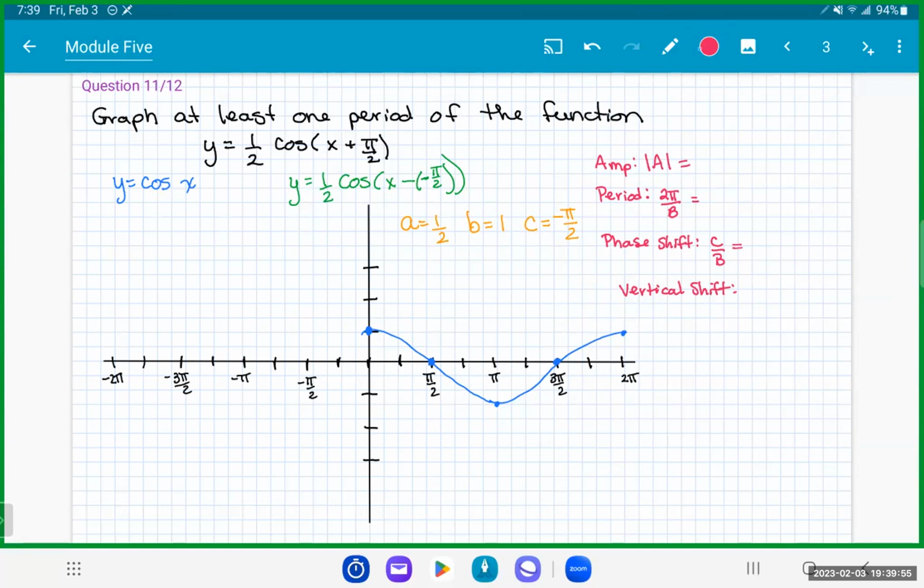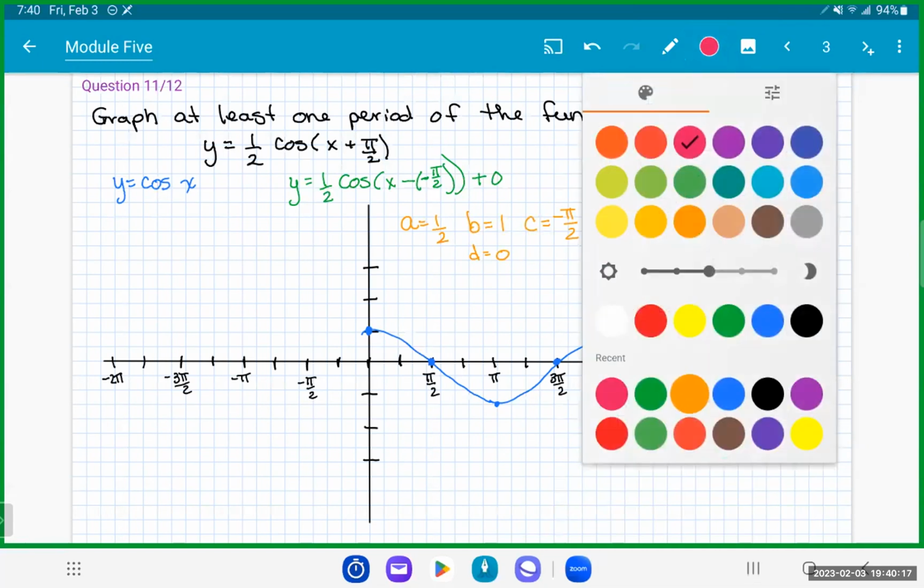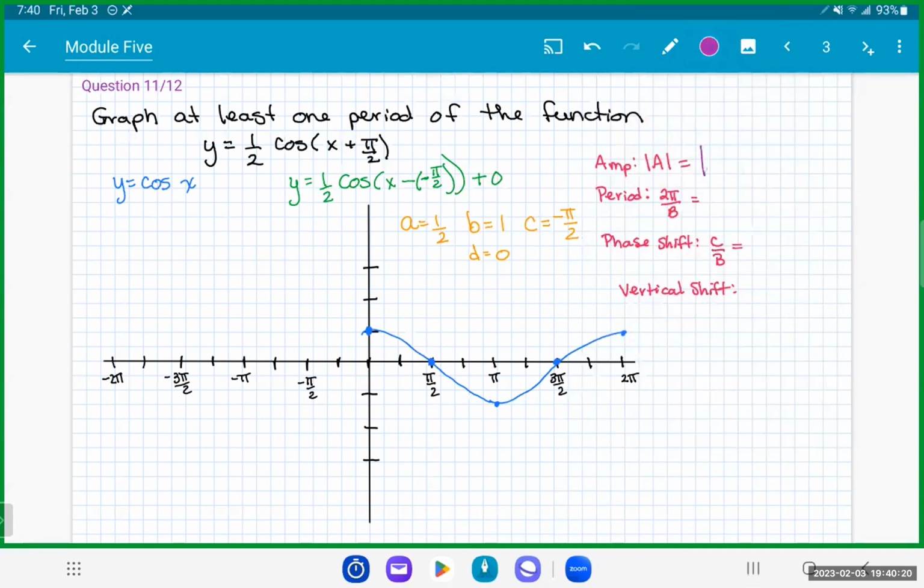The other thing I will add real quick is that there's a +0 out at the end. A lot of books will call that D. So D is equal to 0 here. With that being said, our amplitude is the absolute value of a. The absolute value of 1/2 is 1/2, so that's going to be our amplitude for this graph.